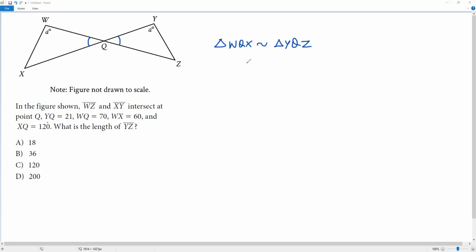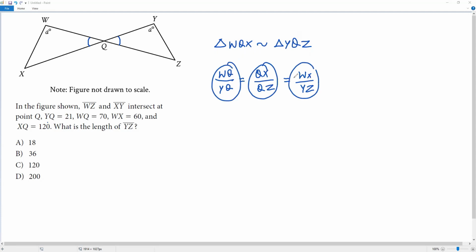Whenever the two triangles are similar, the corresponding sides are proportional. Okay, let me take the side WQ in the first triangle. The corresponding side in the second triangle, we have to consider the letters of the same position, that is YQ. Let me write it. Now let me take the side QX in the first triangle. The corresponding side in the second triangle is QZ. And let me take the side WX in the first triangle. The corresponding side in the second triangle is YZ. Since these two triangles are similar, the ratios of the corresponding sides are equal. I mean, the corresponding sides are proportional.